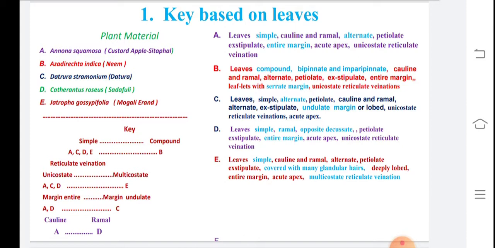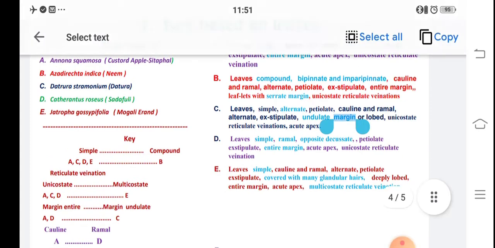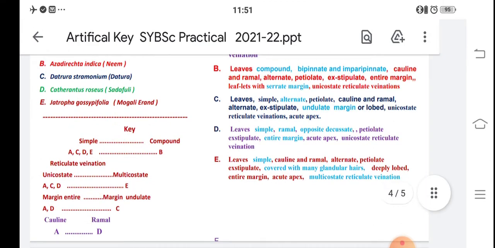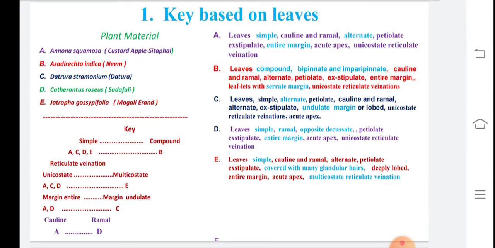I have made it light blue color, which are the common and the differentiating character. So leaves are simple and compound. Mainly two differences are there. So B material having compound. A material leaves simple, cauline, ramal, that is on main stem and branches, alternate, petiolate, exstipulate, entire margin, acute apex, unicostate reticulate venation. So I have done the blue color because these characters we are considering for the key.